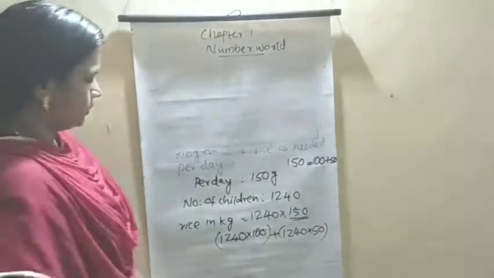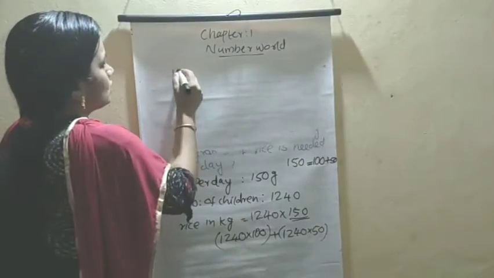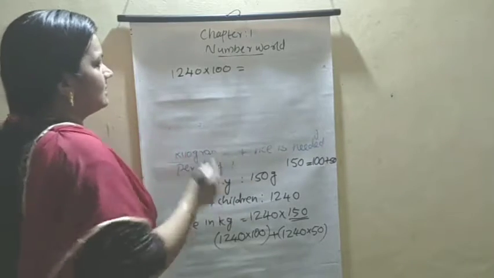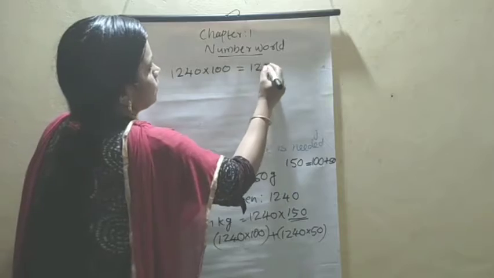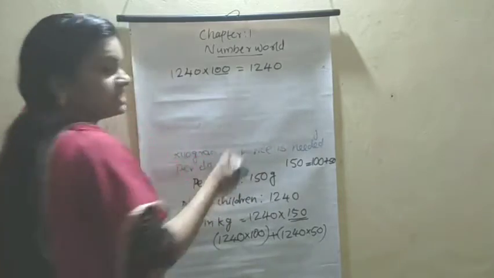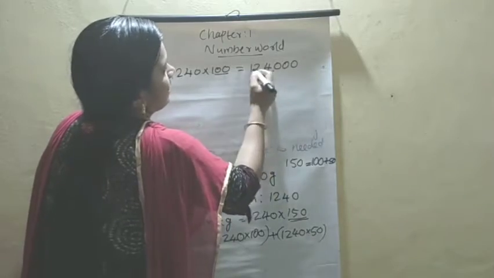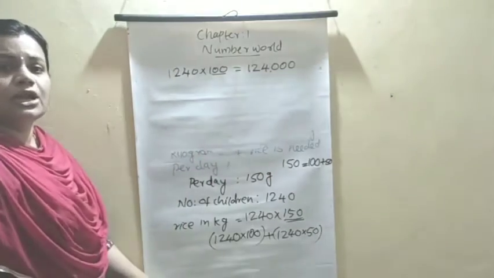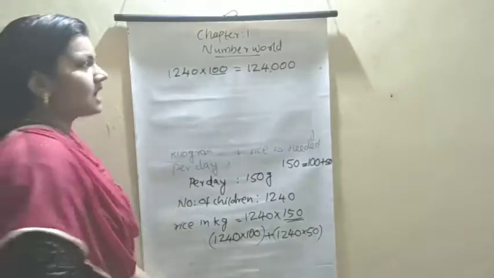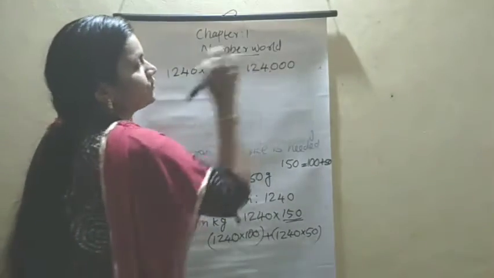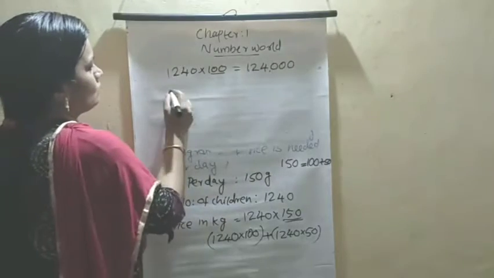Okay, then do it. 1240 into 100. Same method we can use. Write 1240. How many zeros in 100? Two zeros. So put two zeros here. So we can read this number as 1,24,000.